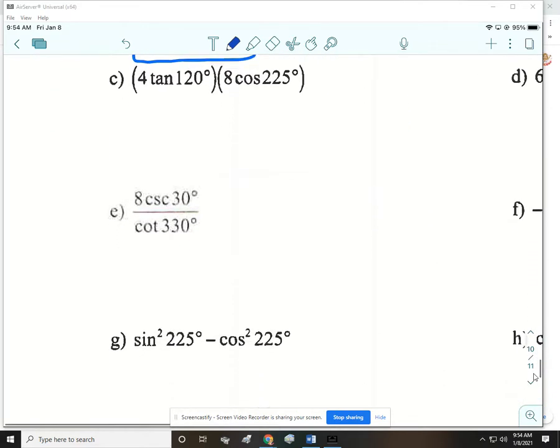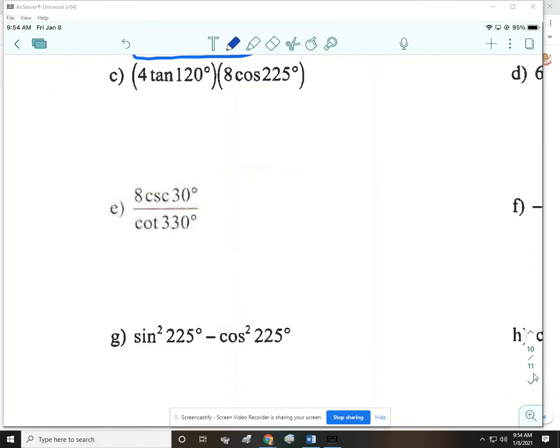All right, let's look at C. So I need to draw a triangle with a 120-degree angle and then a separate triangle with a 225-degree angle. So 120 degrees is in quadrant 2. To find my reference angle in quadrant 2, I do 180 minus 120. 180 minus 120 is 60 degrees. That's my reference angle.